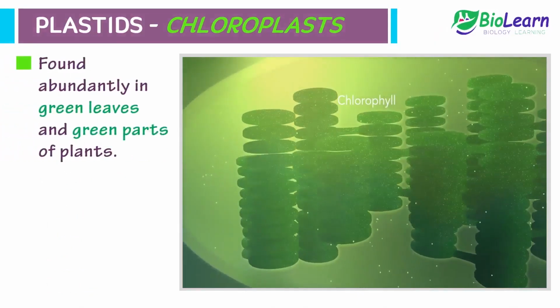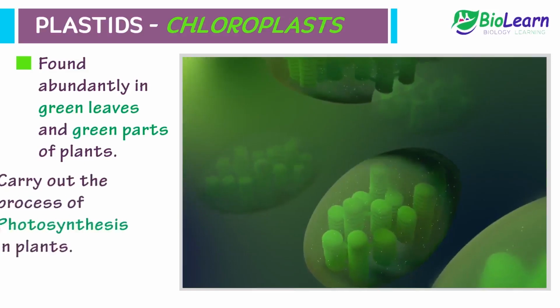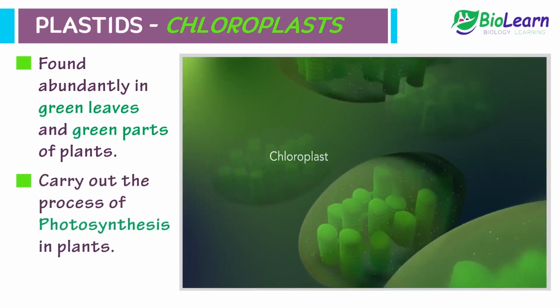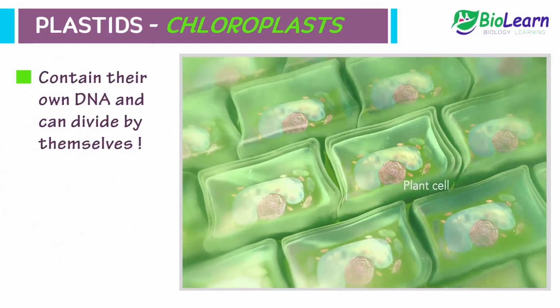Chloroplasts are found abundantly in green leaves and in other green parts of the plant. They are necessary for carrying out photosynthesis. They also contain their own DNA and can divide on their own.